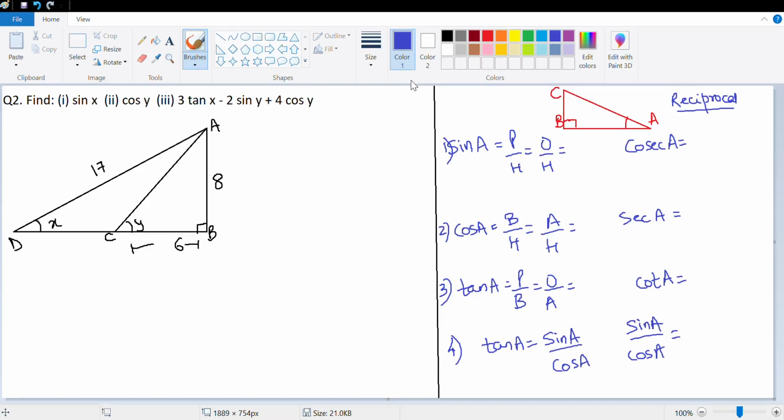Hi guys, let's look at the next exercise. But before we start the next exercise, let's quickly revise the trigonometrical ratios that we learned in the previous exercise. So there were 6 ratios.